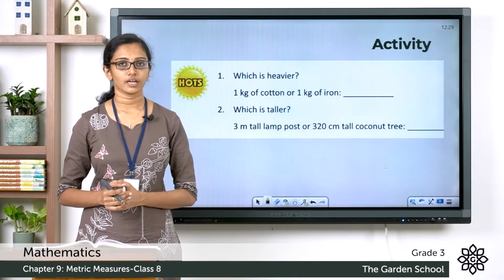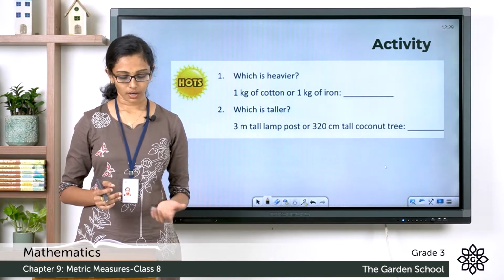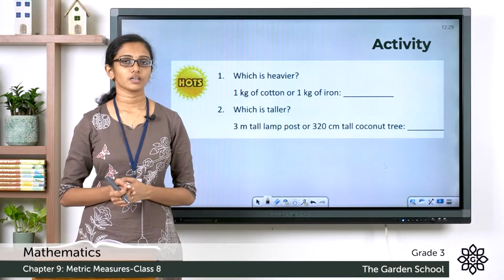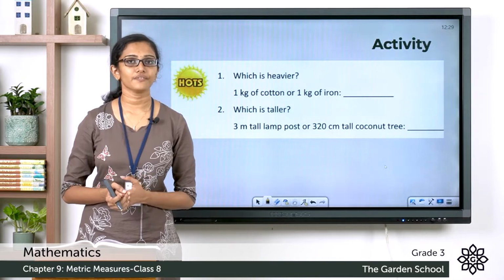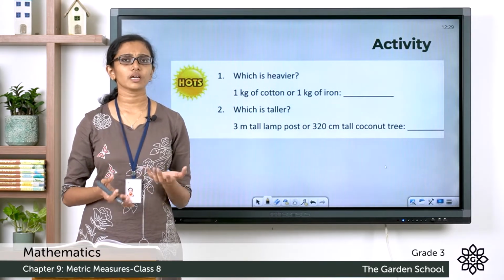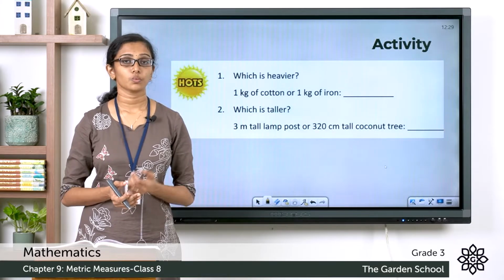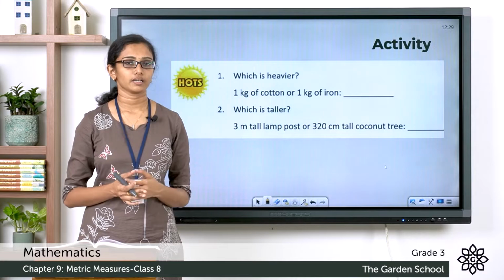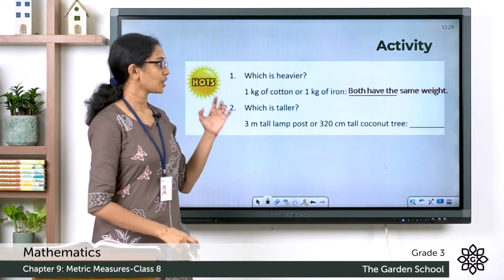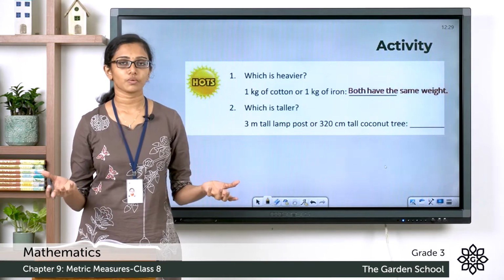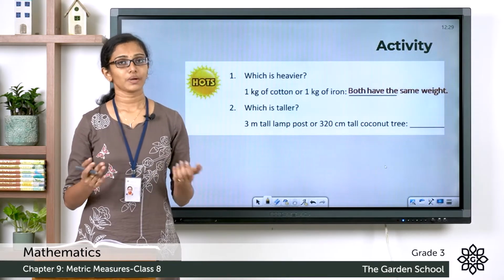Which is heavier? 1 kilogram of cotton or 1 kilogram of iron? So what do you think? Cotton is light and fluffy, whereas iron is hard and solid. So which one do you think will weigh more? What have you written? See, both have the same weight. Both weigh 1 kilogram, right? So both will weigh the same.